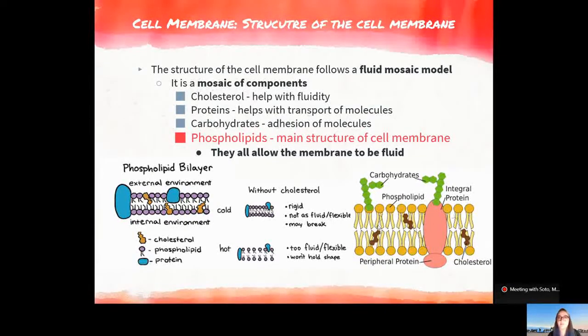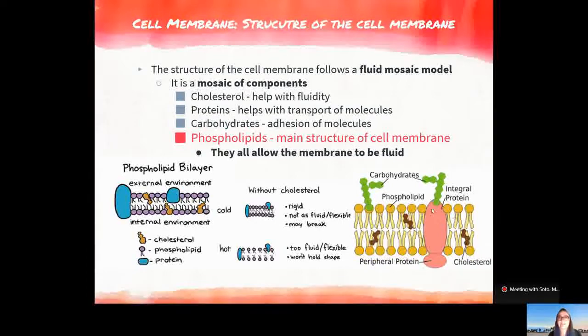Now, within these phospholipids, sometimes you'll bump into these things within the tail area of the phospholipid, so inside the two layers of heads. These little structures are cholesterol, and the cholesterol helps with the fluidity of the things going in and out of the cell, right? It's just a little helper. The carbohydrates sometimes are latched on to the heads of these phospholipids or to the proteins.